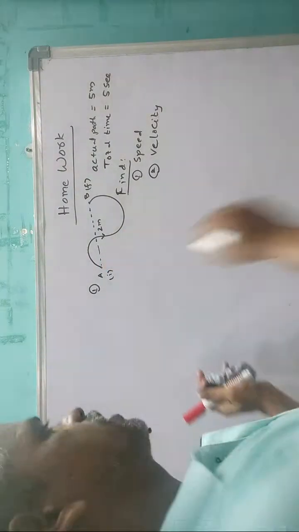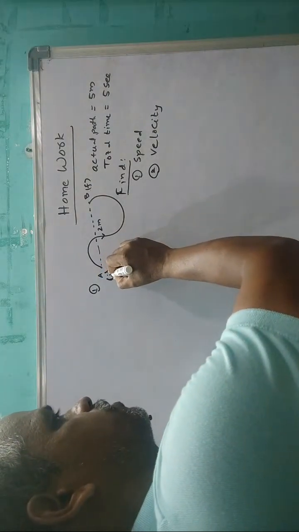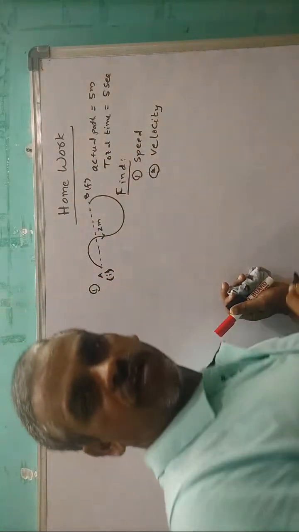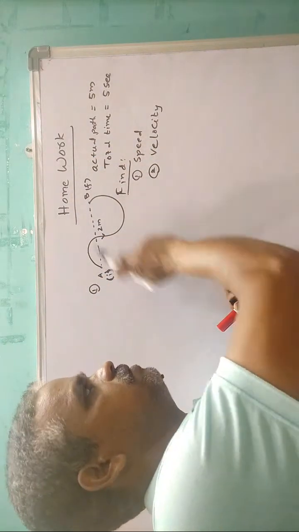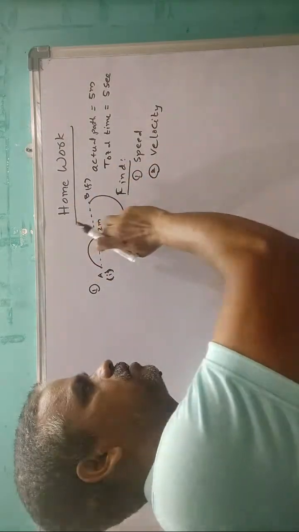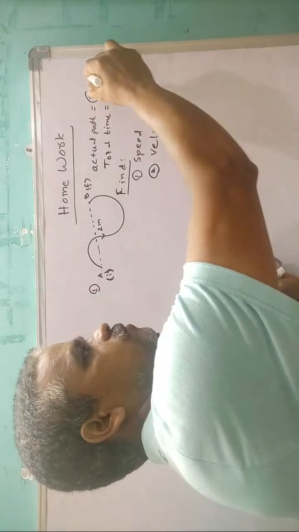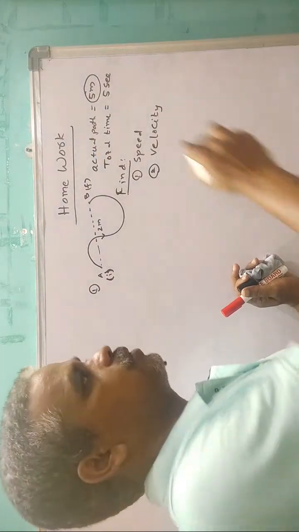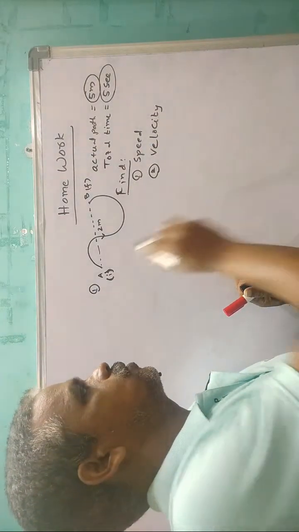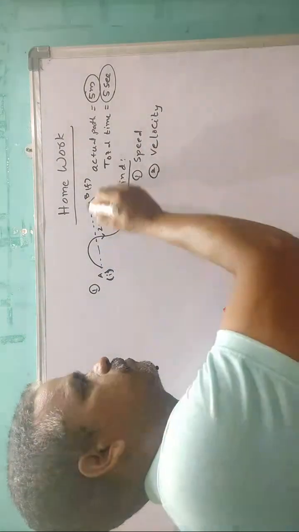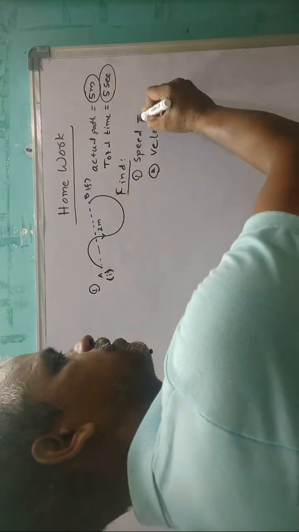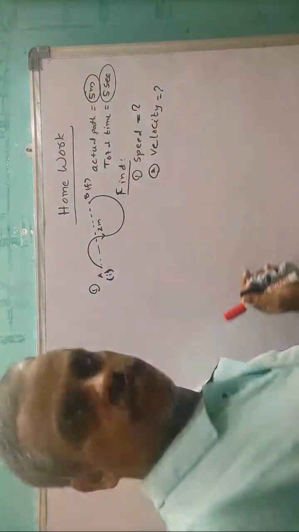This is the figure. I kept I for initial, F for final. It starts here and travels in this direction. So the total length of this path, as given, is equal to 5 meter. Total time taken is 5 seconds. Total time taken from here to here is 5 seconds. So my question is, what is the speed, what is the velocity?